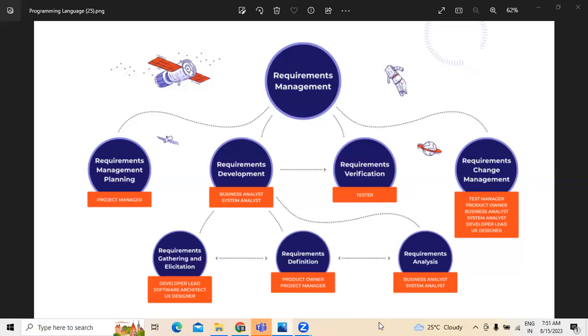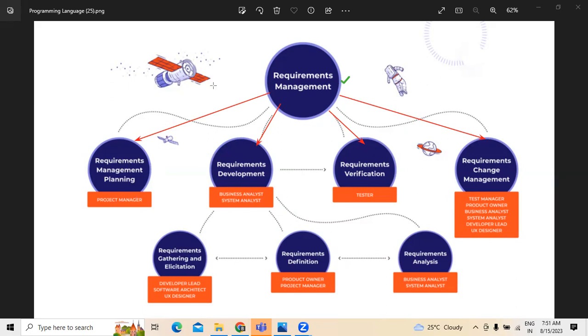This is a diagram which I'll be showing you, where we initially start with requirements management. When you want to understand the requirements, they are classified into different things. One is requirements management and planning. Second is requirements development. Third is requirements verification, followed by requirements change management.